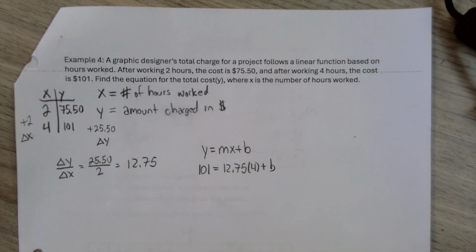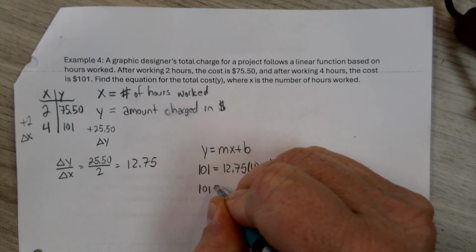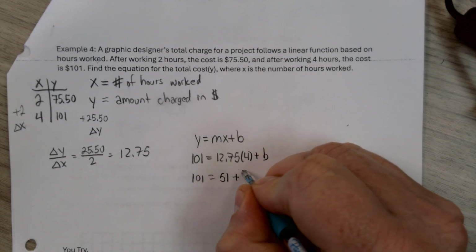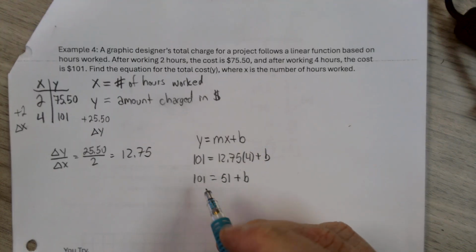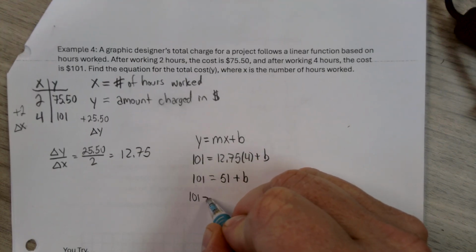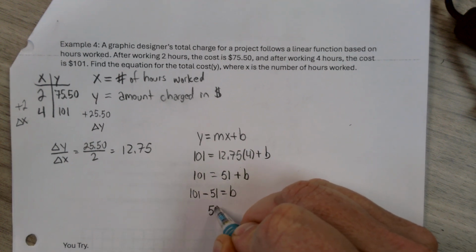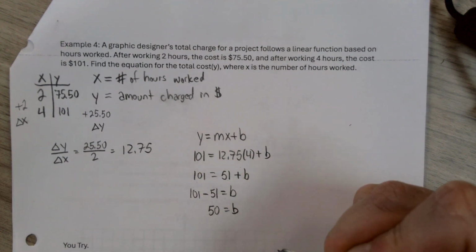So we'll go ahead and multiply 4 times 12.75. And you should get 51 for that. And then to get b by itself, we'll flip the 51 over, which gives me 50 as my result.